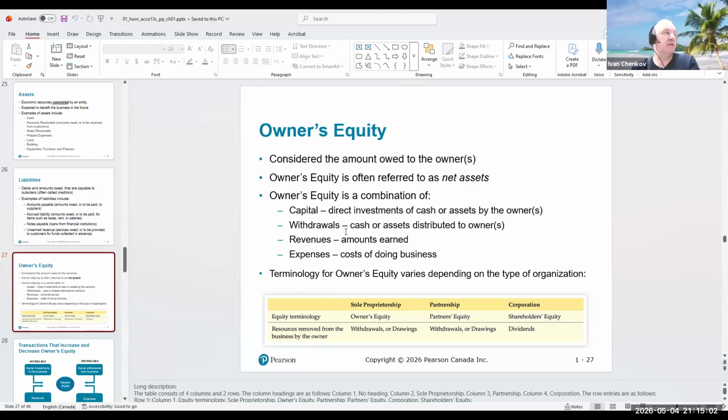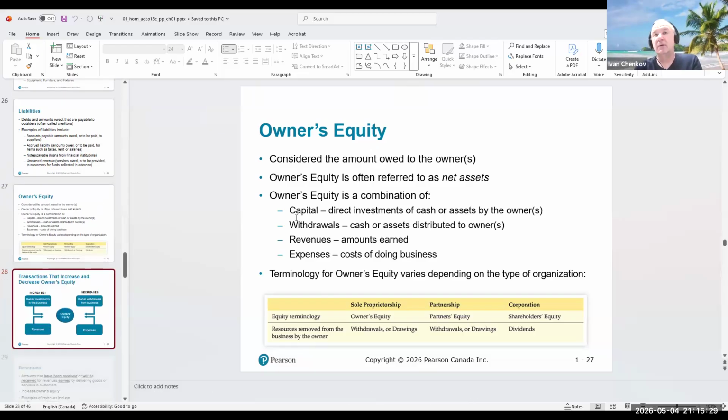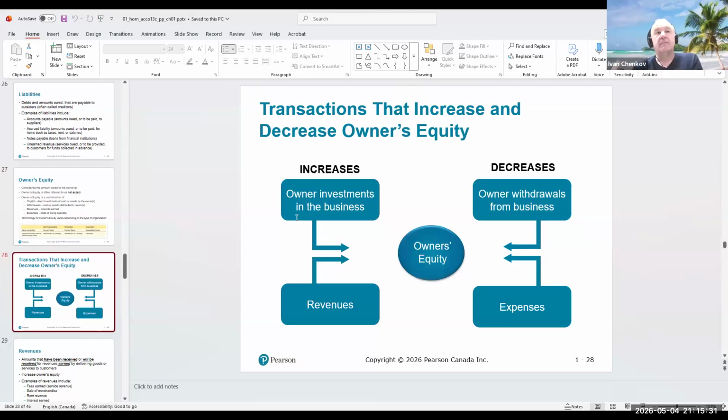Now for the owner's equity, we're going to expand it a little bit. Owner's equity will be the capital, or the initial investment, that the owners made. In our case with the house, the owners put $250,000. The owners can withdraw money from the company, which will reduce their equity. Revenue is always going to increase the owner's equity, and expenses are always going to reduce the owner's equity.